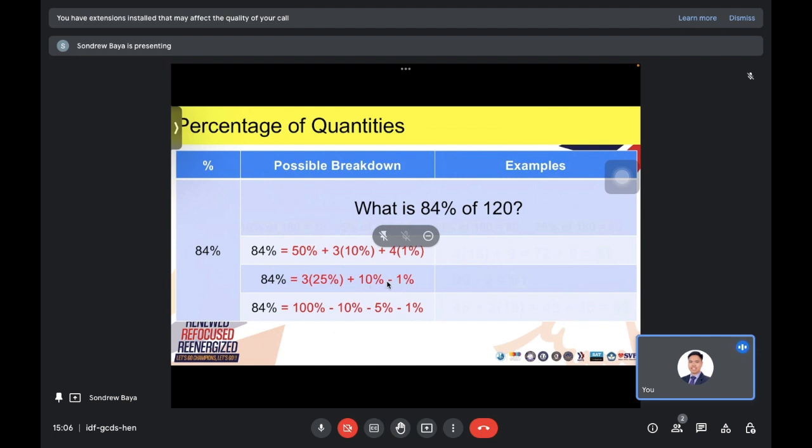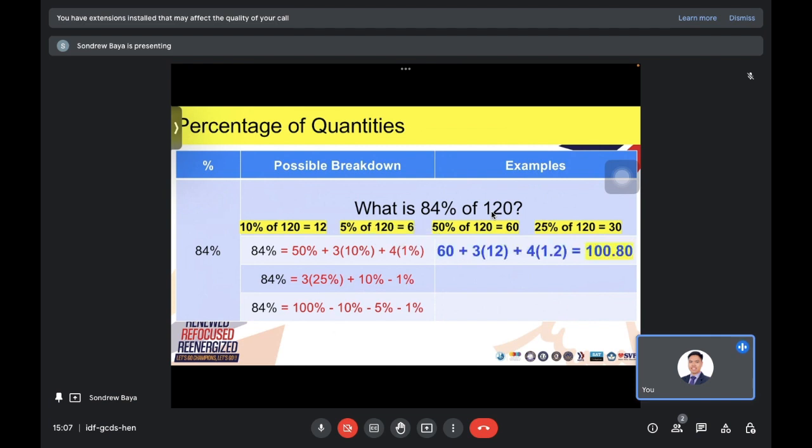So again, it depends on how you look at it. Also, we could look at it from the perspective that 84% is equal to 100% minus 10, so that gives us 90, minus 5, that gives us 85, minus 1, that gives us 84. So I'm using here common percentages. Here we'll be using the following values of the percentage. All right. So we have 10, 5, 50, and 25. Of course, we also need 1% here. 1% will just be moving the decimal 2 places to the left, 1, 2.